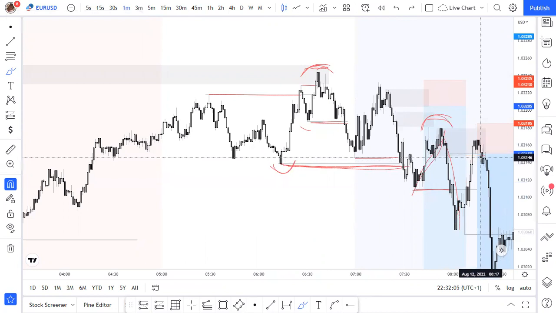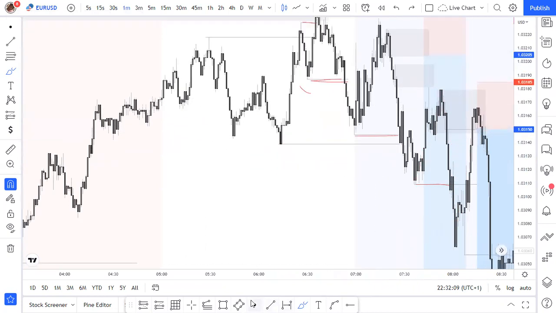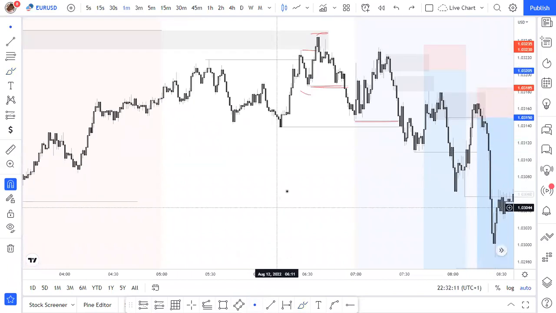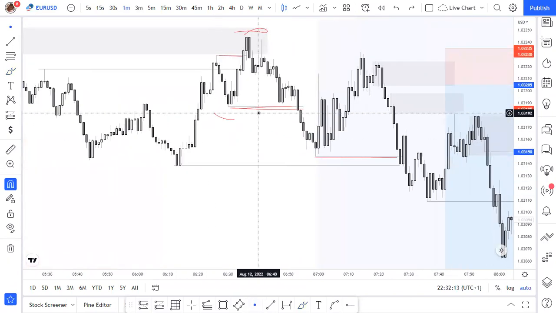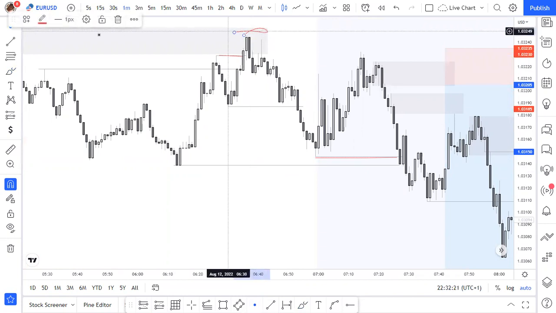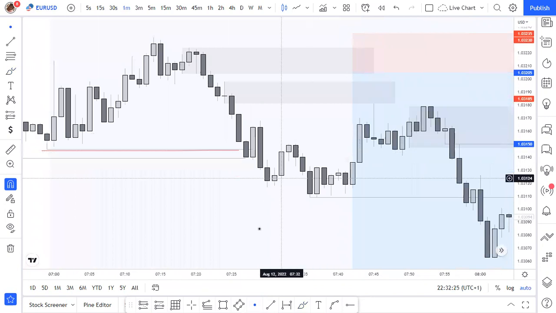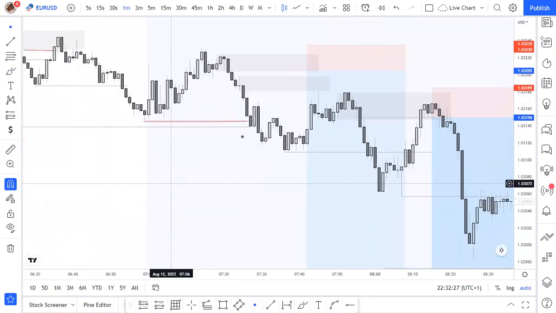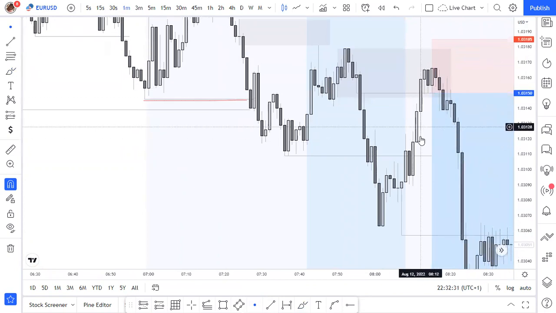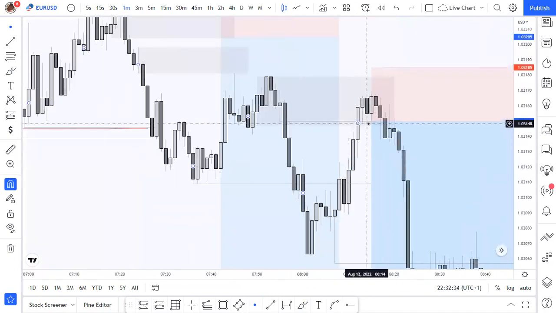And then this particular zone that I used for my entry, I think that was a 5 minute zone because I didn't really get anything on the 3 minutes. And there were so many zones on the 1 minute, so I didn't really use any of them. So here on the 1 minute, I had this engulfed candle, which is my exact entry.